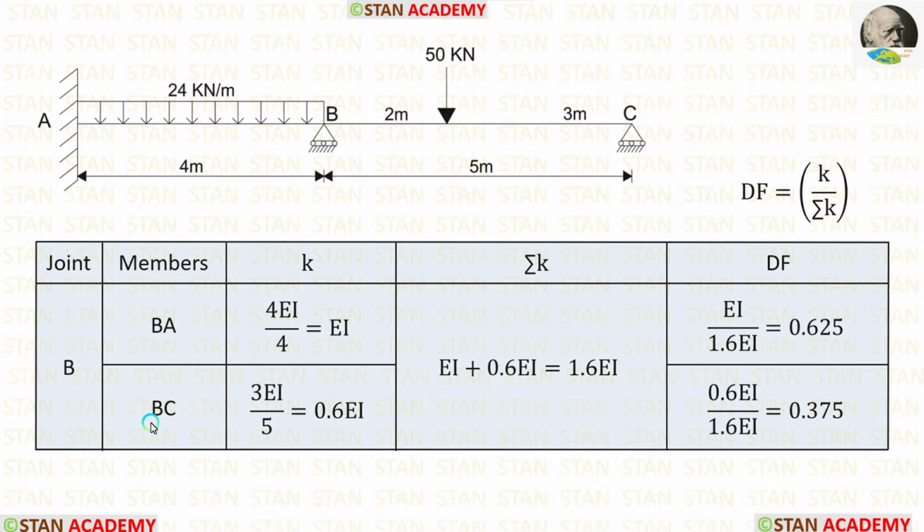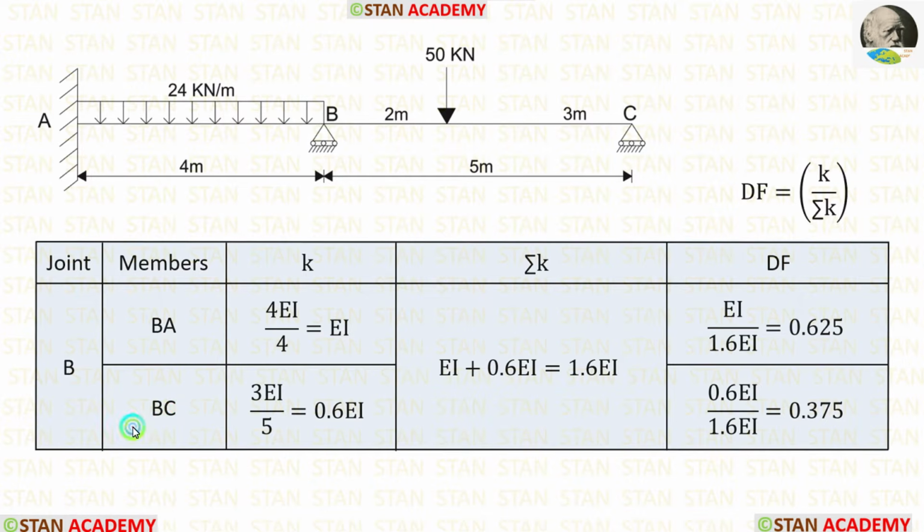Now, let us calculate the stiffness for BC. For that, from the joint B, we have to look at the point C. In the point C, there is a roller support. If the far end is with roller support, the formula is 3EI upon L. Length of BC is 5 meter. Let us apply that.